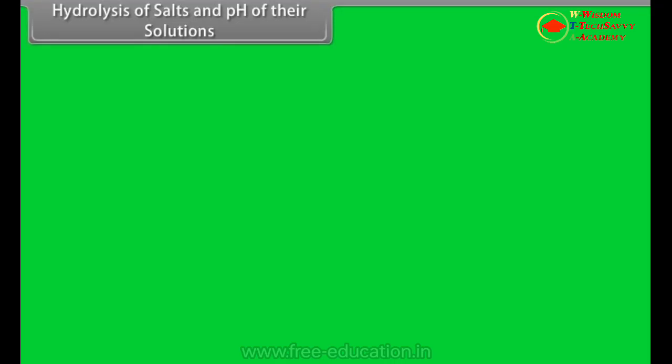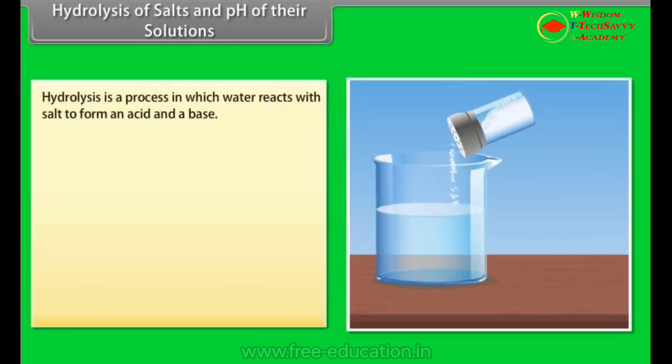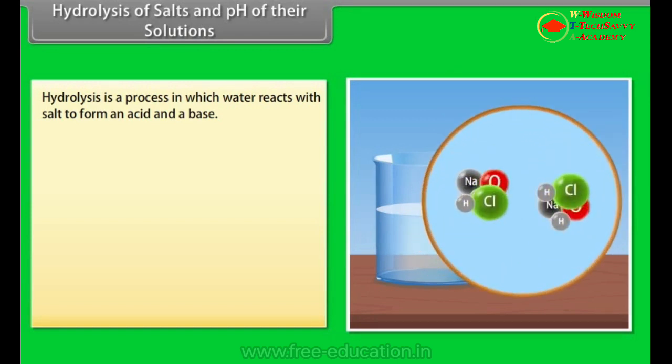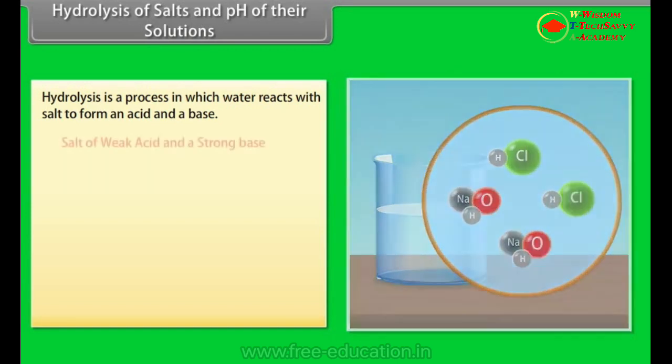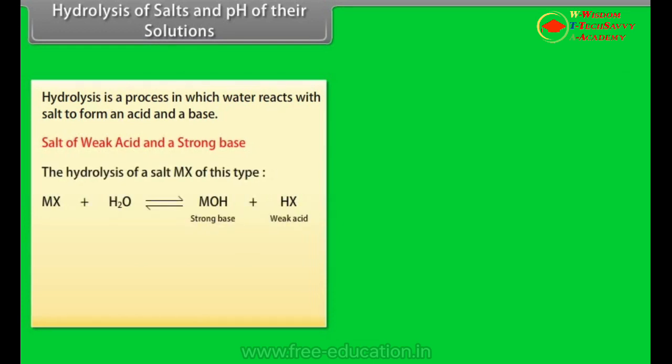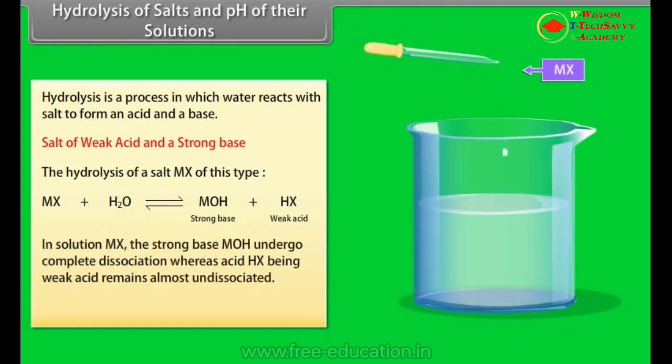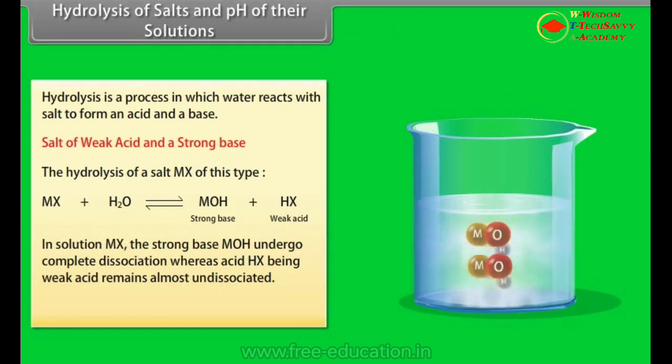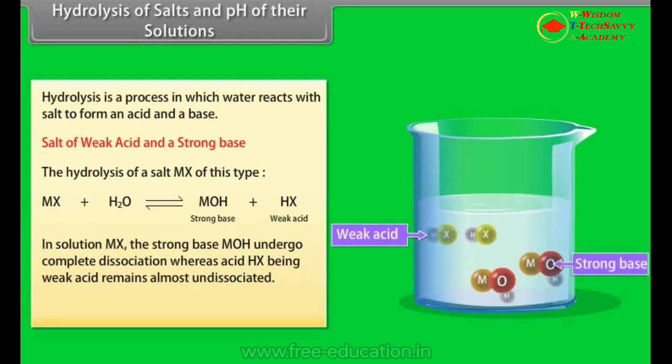Hydrolysis of salts and pH of their solutions. Hydrolysis is a process in which water reacts with a salt to form an acid and a base. Salt of a weak acid and a strong base. The hydrolysis of a salt MX of this type. In solution, the strong base MOH undergoes complete dissociation, whereas acid HX, being a weak acid, remains almost undissociated. The pH of the solution of this type is more than 7.